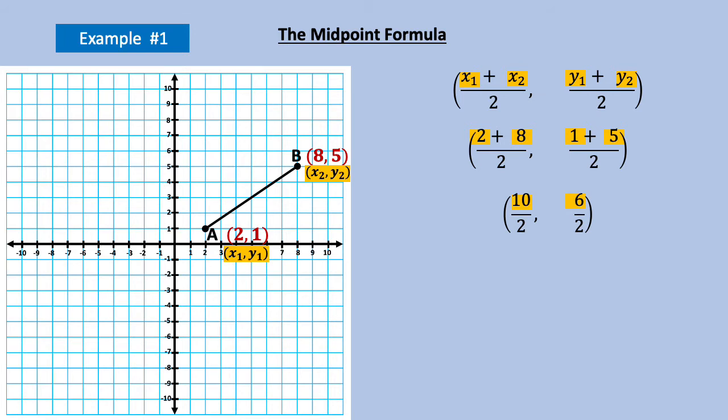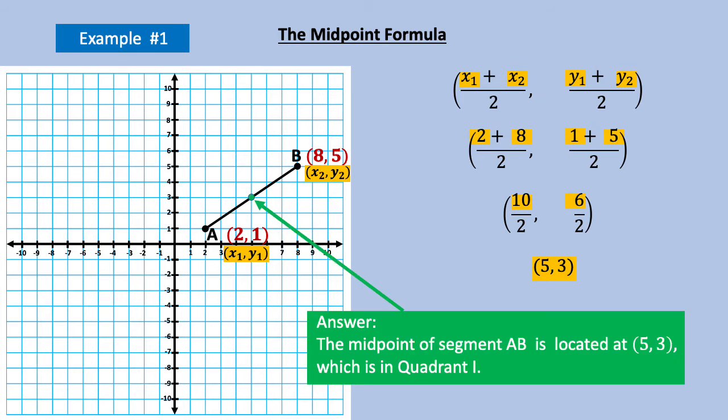When we do the last step in this process and divide, we get the coordinates for the midpoint, which is 5, 3. What that means is that the midpoint of segment AB is located at the coordinates 5, 3, which is in quadrant 1. The midpoint is the point that lies exactly in the middle of segment AB.